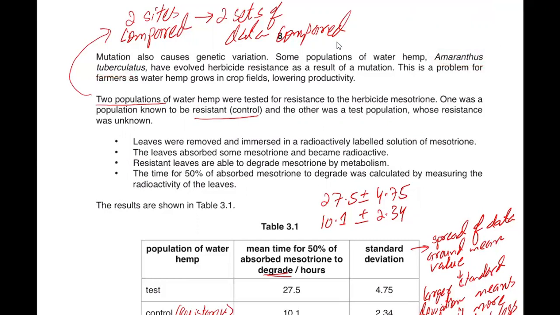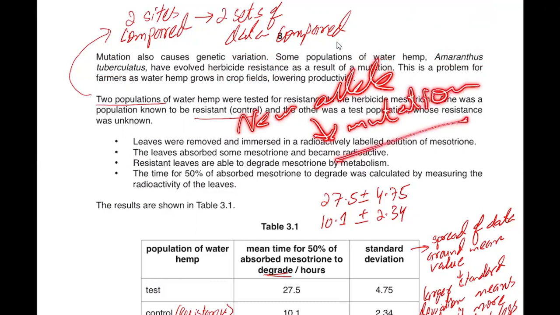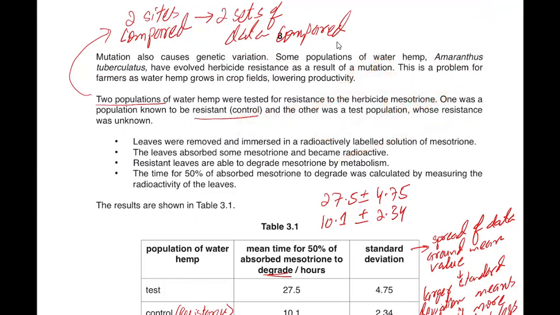They say that it evolved herbicide resistance as a result of mutation. We know most of the resistance comes as a result of mutation. Any new allele comes because of mutation. The concepts of a new allele and mutation go hand in hand, and we have studied this in selection and evolution in detail. They say this is a problem for farmers where water hemp grows in crop fields because it lowers productivity. We know that water hemp harms the crop because it competes with the crop for the same resources.